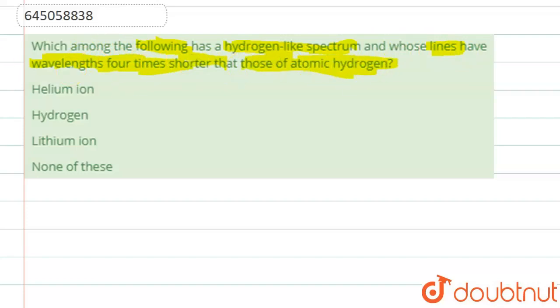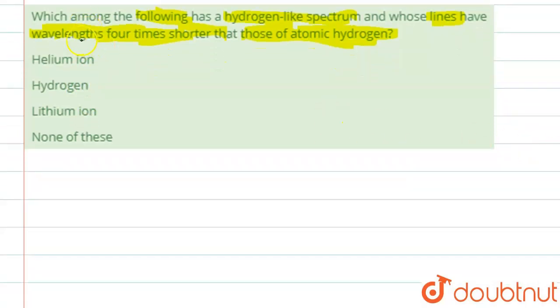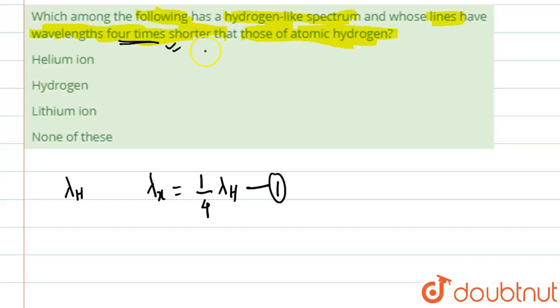So basically if we see in the options itself, hydrogen is also given. The hydrogen won't be the answer because we also need the wavelength 4 times shorter. That means, let's suppose lambda h is the wavelength of hydrogen and lambda x is the required wavelength, the wavelength of the required atom. So lambda x is given 4 times shorter, meaning 1 by 4 times lambda h. This is the relation given in the question itself.